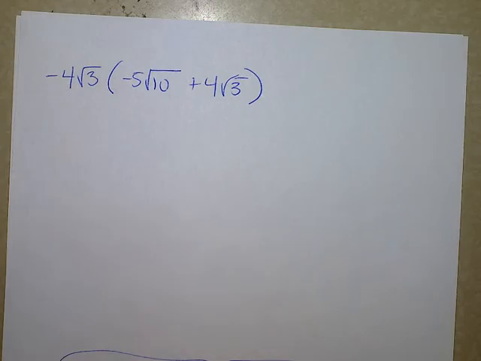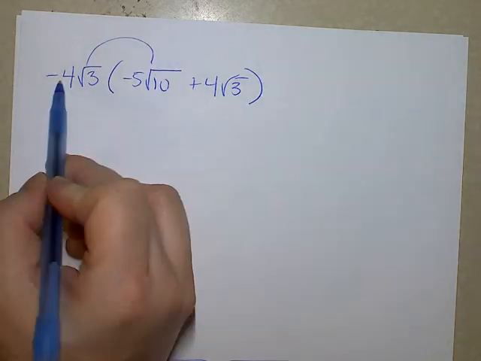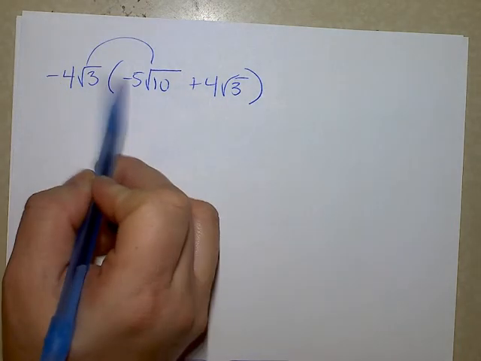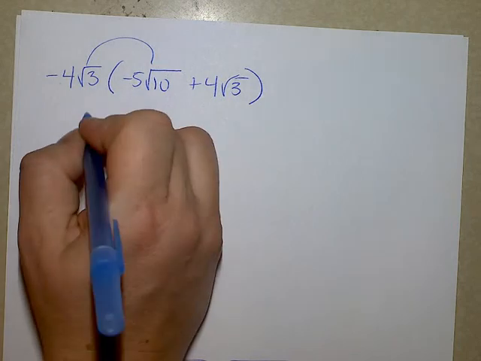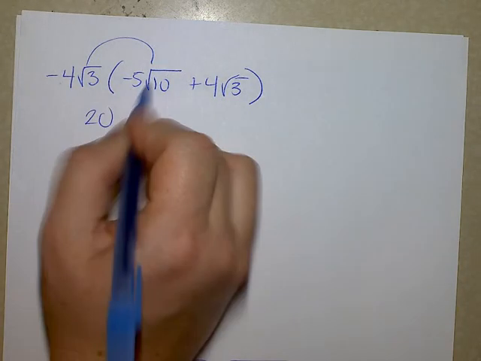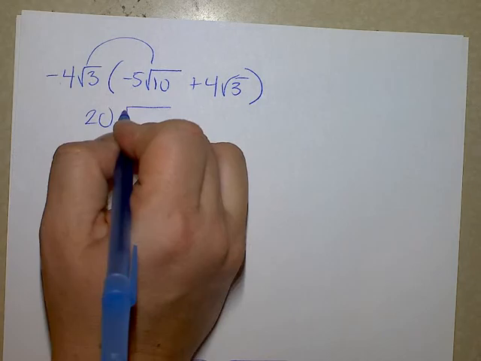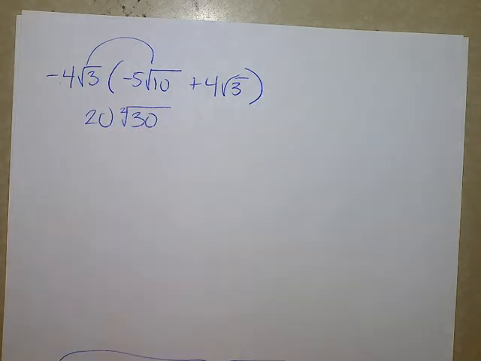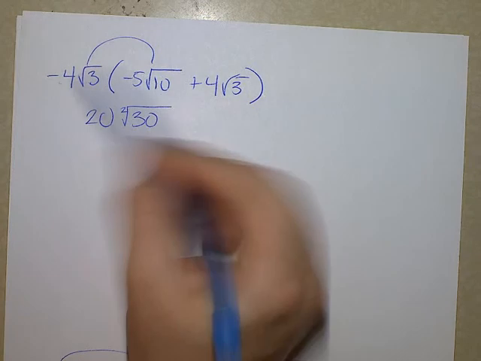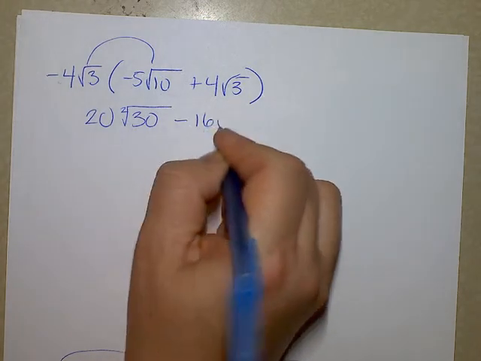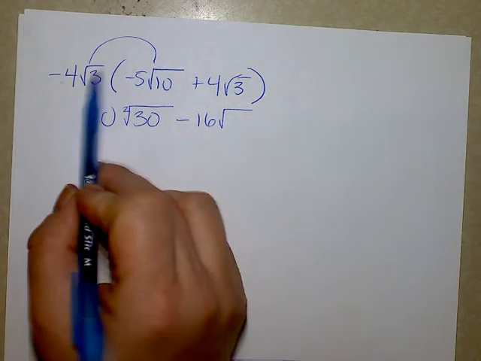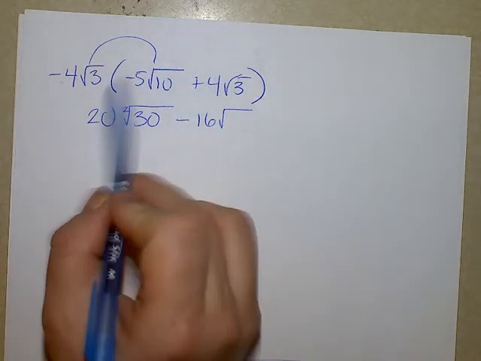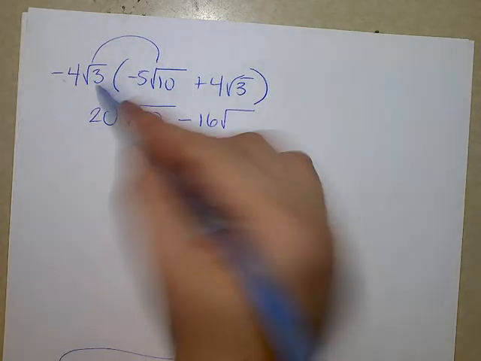Okay, when you distribute, you multiply. Multiplying the coefficients, -4 times -5 is 20. I can multiply the radicals because they have the same nth root of 2. 3 times 10 is 30. Multiplying the coefficients, -4 times 4 is -16. I can multiply the radicals because they have the same nth root. 3 times 3 is 9.